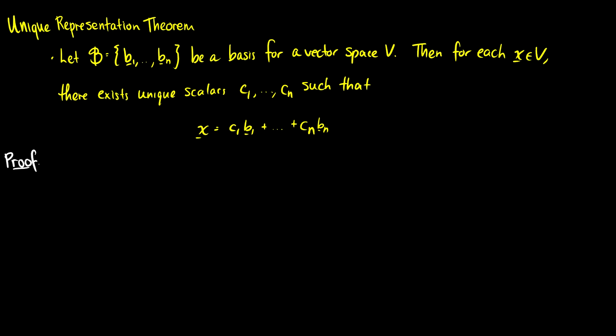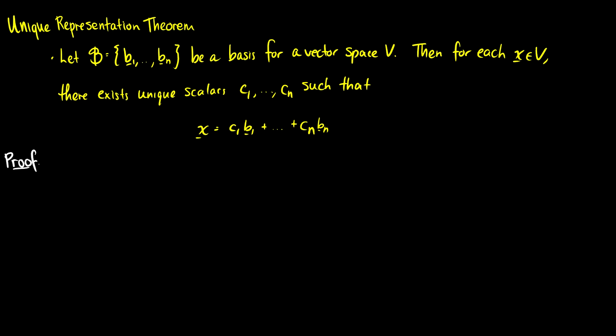If B is a basis for vector space V consisting of vectors b1 through bn, then for each vector x in V, there exist unique scalars c1 through cn such that x is a linear combination of the scalars and vectors in the basis B. Okay, so what this means is that we can represent a vector in terms of the vectors in the basis.